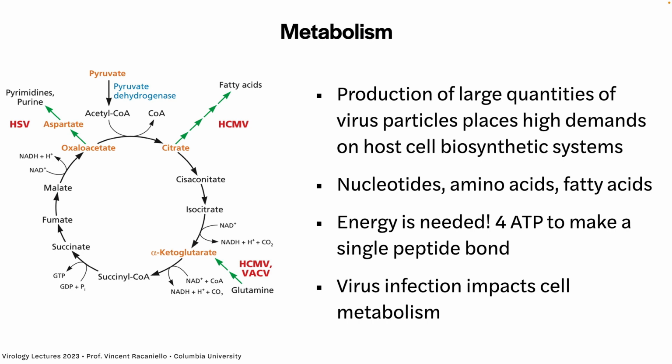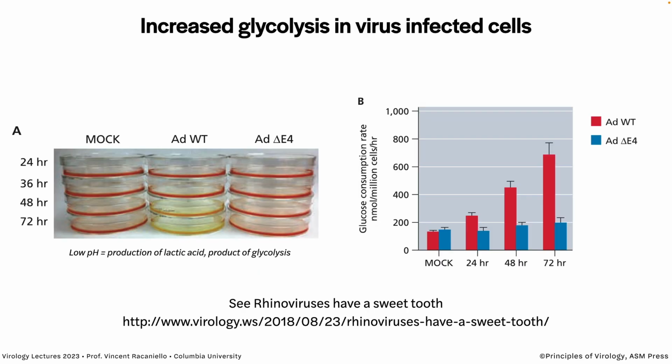First, there's increased glycolysis, the breakdown of glucose. Very simple experiment. We have cells here, either mock-infected, infected with adenovirus, wild type, or a mutant that doesn't reproduce. And we're looking at different times after infection. And this medium has a pH indicator in it. It's red at neutral pH, and as the pH drops, it turns yellow.